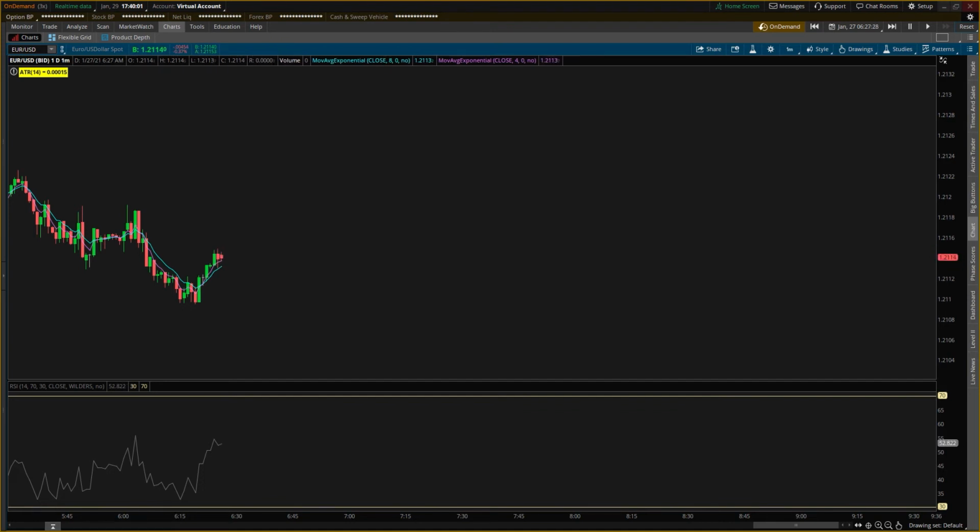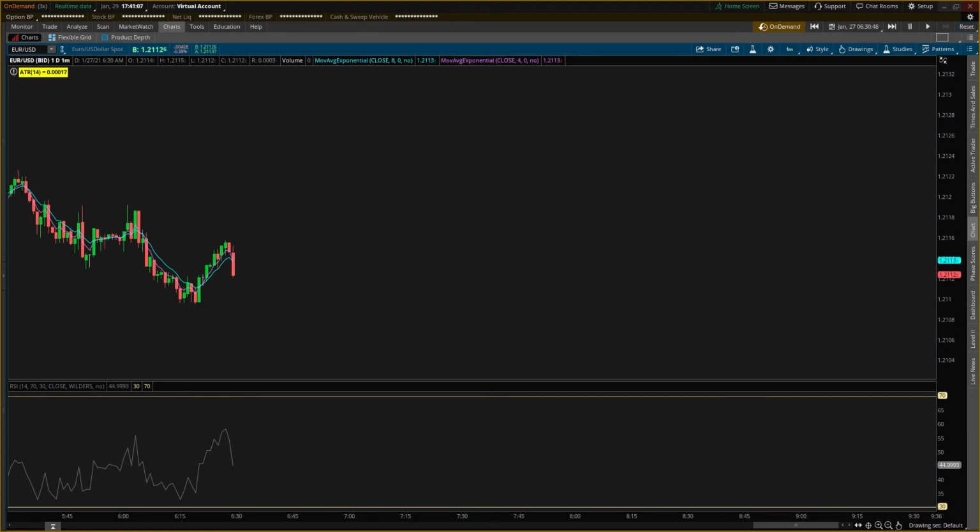So as you can see, we're coming off of a low point in the RSI where it came down and came right above 30, and we had a bullish crossing here of the 4 EMA crossing over the 8. And as you can see, the price is moving up nicely here, and that's exactly what we want to see.